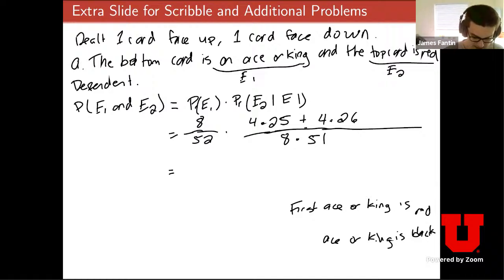And then if you work this out, we'll end up with 4 times 51 over 52 times 51. You'll have 4 over 52, which will be 1 over 13.